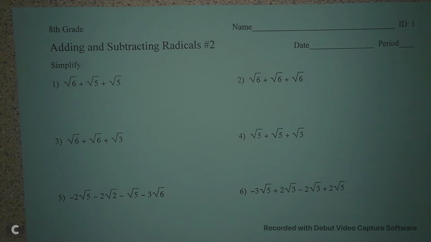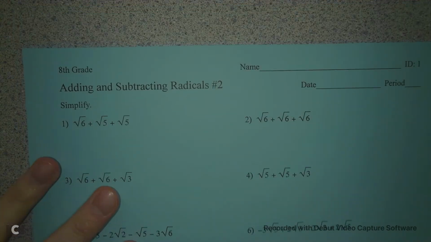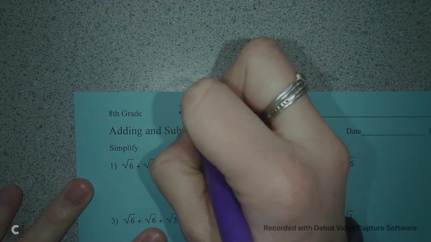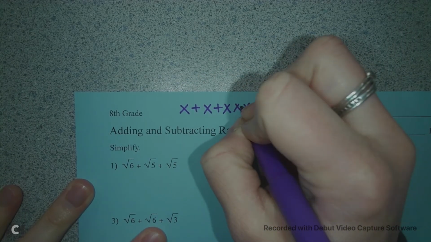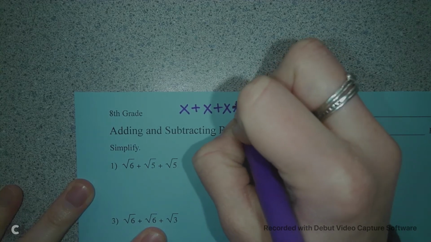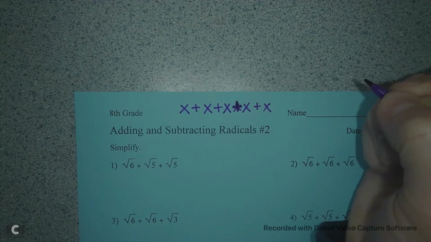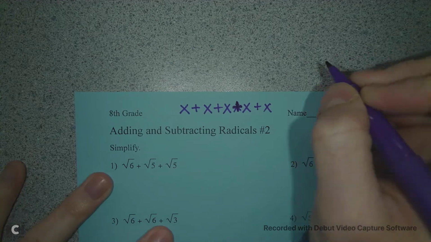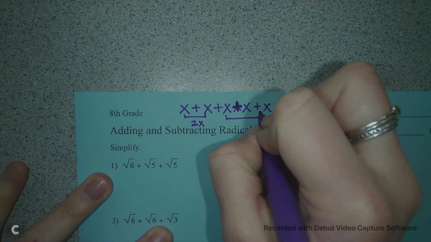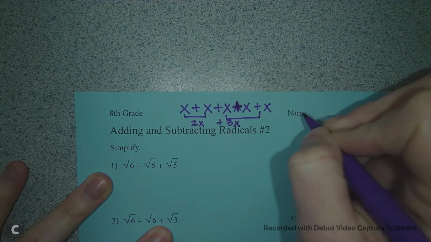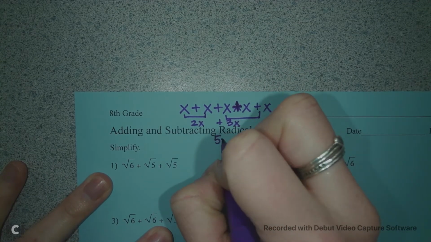Okay, so today we are adding and subtracting radicals again. So remember, think about our like terms. If you have an x and an x and an x and an x and another x, we can really say that these guys make two x's and these guys make three x's. So altogether we have five x's.